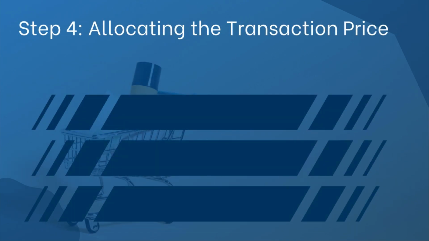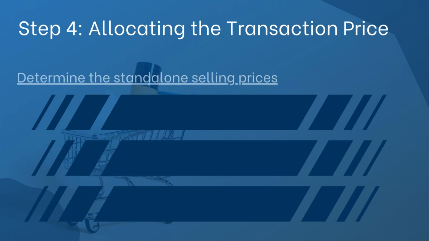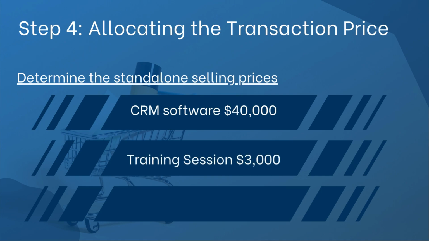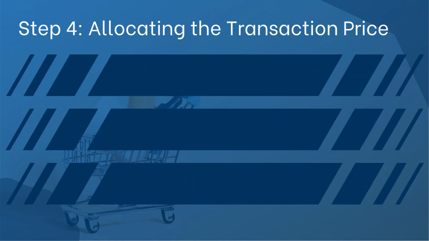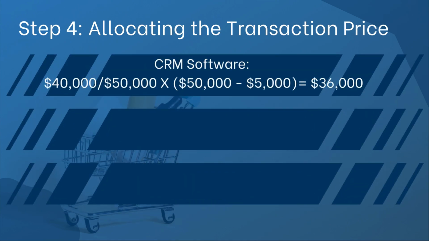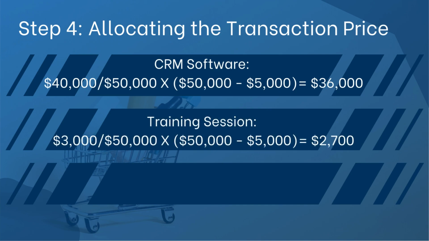Tech Solutions needs to allocate the transaction price to each performance obligation. First, you need to determine the standalone selling prices of each performance obligation. This can be challenging if the contract doesn't specify individual prices. In this example, let's assume that the standalone selling price for the software is $40,000, training session $3,000, and technical support $7,000.